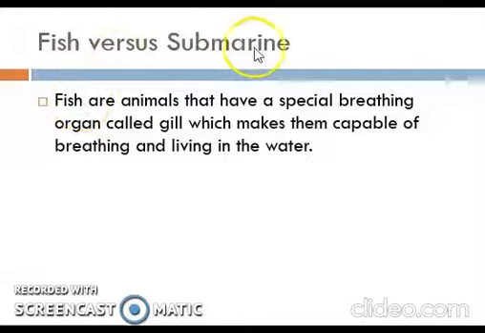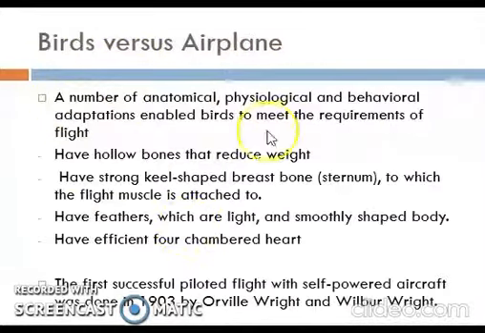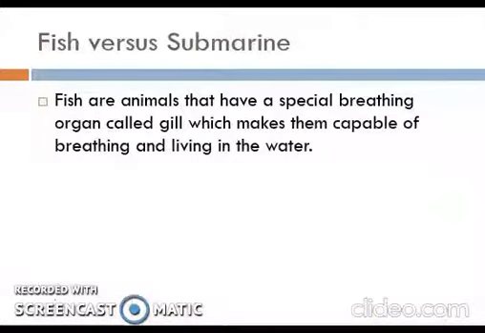The next one is fish versus submarine. The first successful pilot flight with self-powered aircraft was done by these two brothers, the Wright brothers, as we call them. The first successful flight. Fish versus submarine. Fishes are animals that have a special breathing organ called gills, which makes them capable of breathing and living underwater. And the submarine was made based on this.